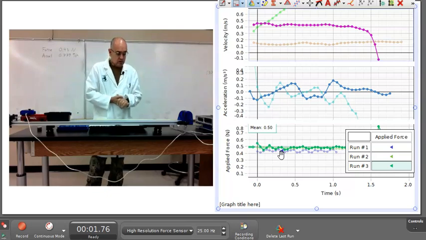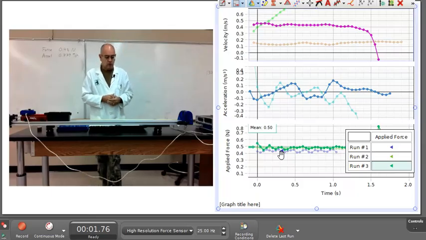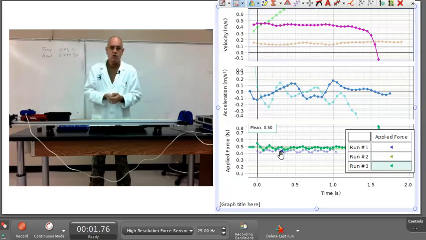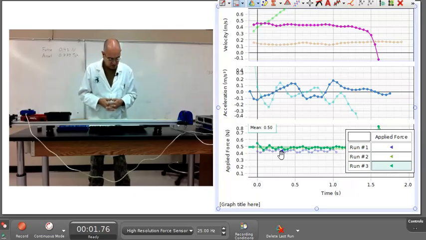So, what do we know here? Question 1-3. Does the magnitude of the frictional force seem to depend upon the velocity of the cart? No. We got more velocity. We got the same amount of friction, didn't we? Because we got a constant acceleration.